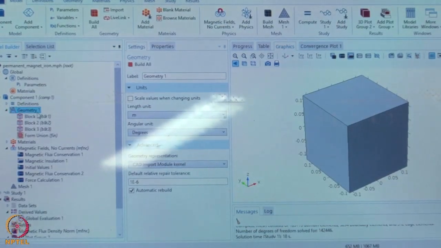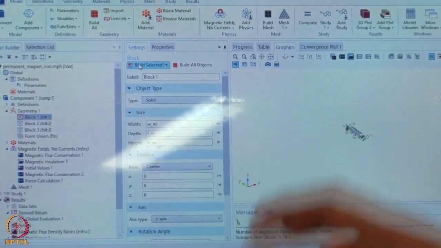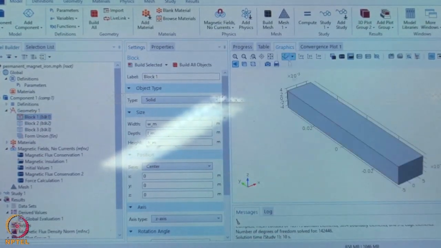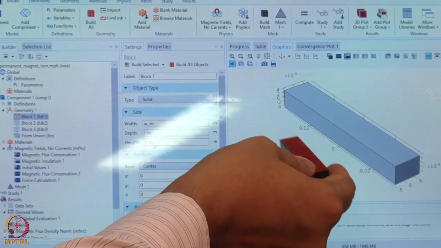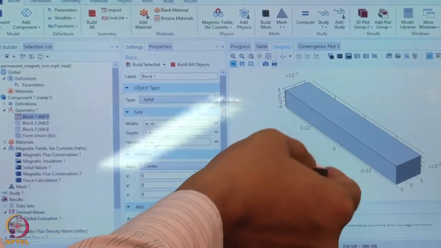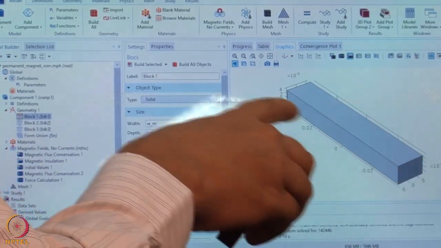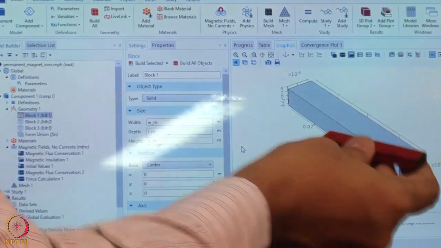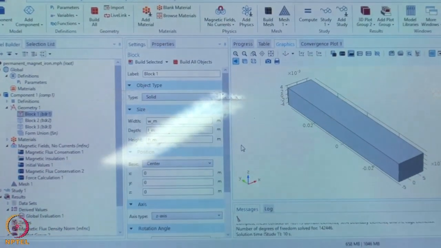So starting with building the geometry, first we build the geometry. This is the magnet. This is the basic geometry you are using for the magnet, and the finite element solver basically gives you the kind of geometry that you have modeled. You have taken the same dimensions from the exact physical magnet you have, and now you are going to mesh it.